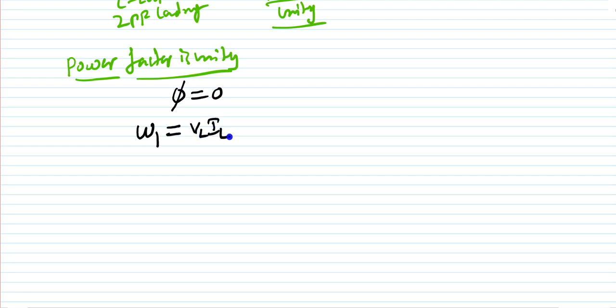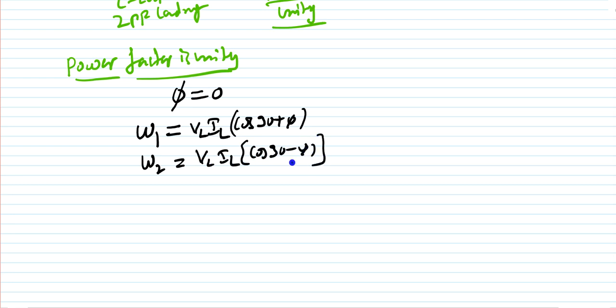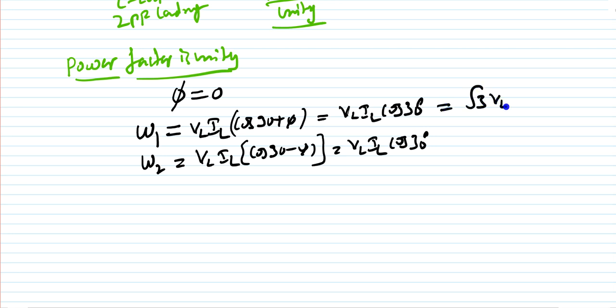This is VL IL cos(30 plus phi), isn't it? This is the expression for W2, W1. This is VL IL cos(30 minus phi). So these are the expressions we have. Since phi is equal to 0, therefore it is VL IL cos 30, and this is also VL IL cos 30 that is going to come here. So if you do this, you are going to get root 3 VL IL by 2, and here also you are getting root 3 VL IL by 2. So this is the observation we have made here.